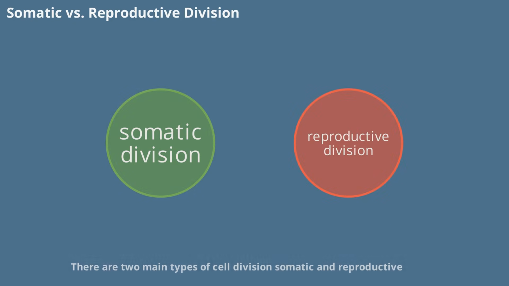There are 2 main types of cell division: somatic and reproductive. Somatic cell division involves mitosis and cytokinesis, producing 2 identical cells for growth and repair.